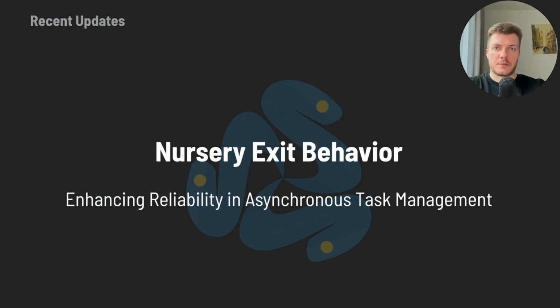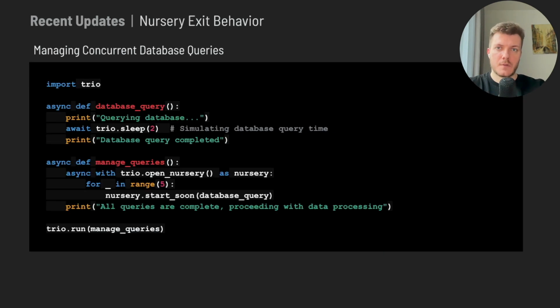Trio 23 introduces improvements in nursery exit behavior. This feature ensures that when exiting a nursery, the parent task always waits for child tasks to complete. The update ensures that the parent task does not exit the nursery until all child tasks have completed, enhancing task synchronization. Previously, attempts to cancel this wait could lead to an injected cancelled exception, which Trio no longer does, avoiding unnecessary confusion. Consider a scenario where an application needs to manage multiple concurrent database queries. The enhanced nursery exit behavior ensures that all queries complete before moving on to data processing. It's preventing data concurrency issues.